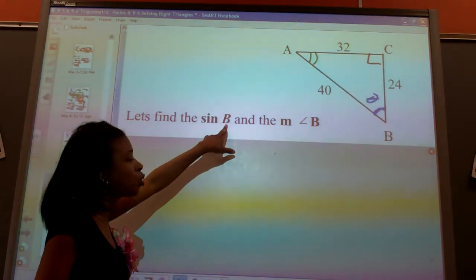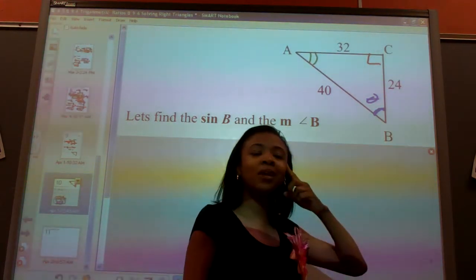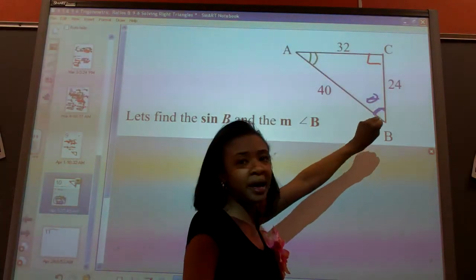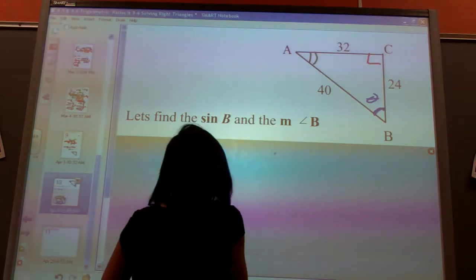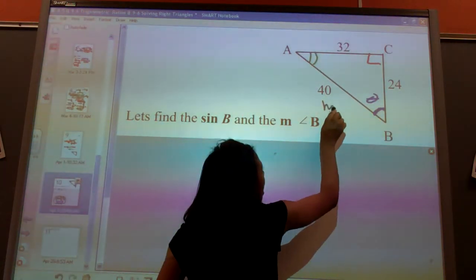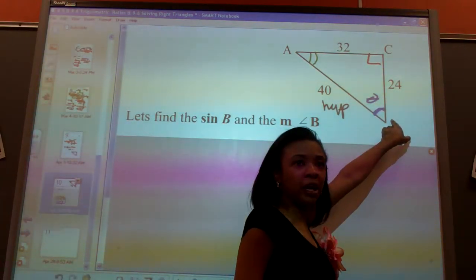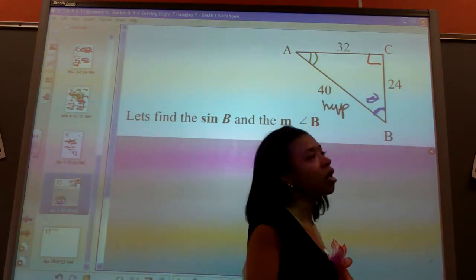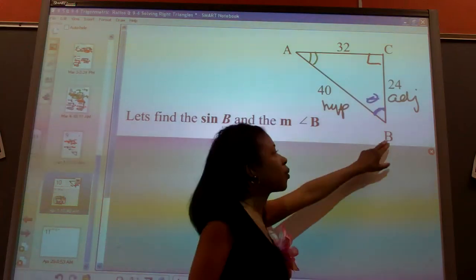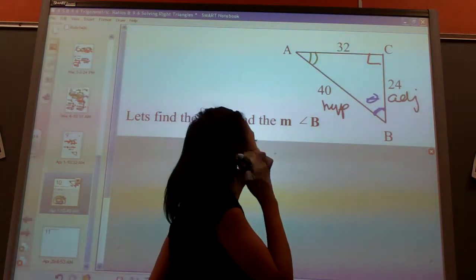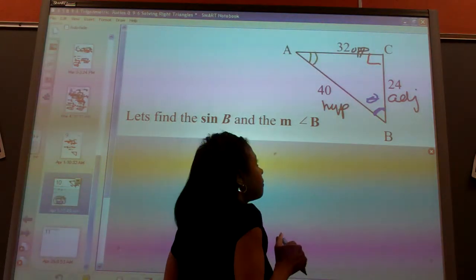But notice it says go to angle B. So we have to reference from here angle B. We label all the sides first. In reference to angle B, what's this 40 right here? And we write that in. That's going to be our hypotenuse. In reference to angle B, what is the 24? That's your adjacent leg. And again, in reference from angle B, what is the 32? It's opposite or across from angle B.